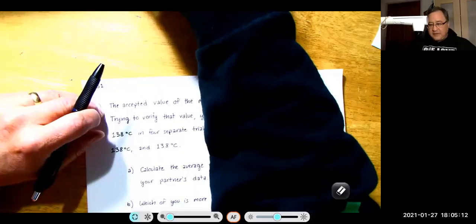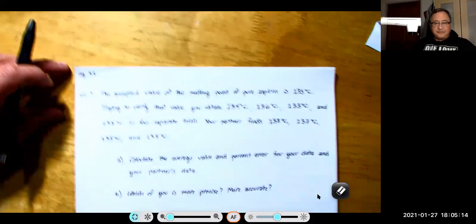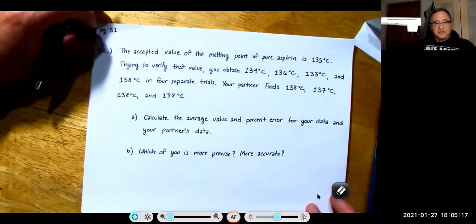Okay, I've got it working on my end, so now let me share that with you on your end. So I've got to go to Zoom, choose share screen, go to Elmo, and here we go. So here's the problem we're looking at.